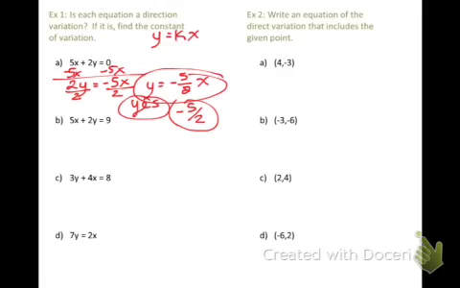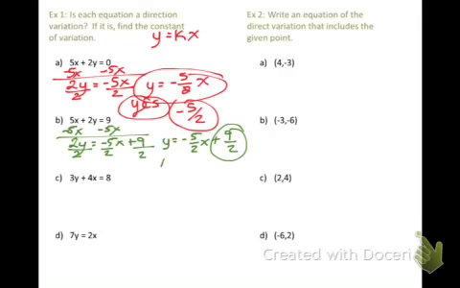Okay, let's try B and see if it works. Again, I need to subtract 5x. So I have 2y equals negative 5x plus 9. Then I divide by 2. So it would be y equals negative 5 halves x plus 9 halves. Now, again, we have to look. We have y equals, that works, negative 5 halves and x go together. But this one has an extra. So because it has this 9 halves, it's a no.